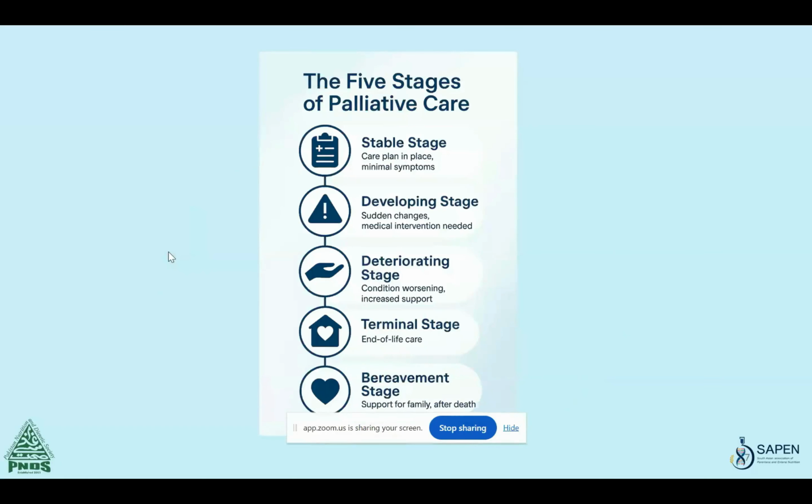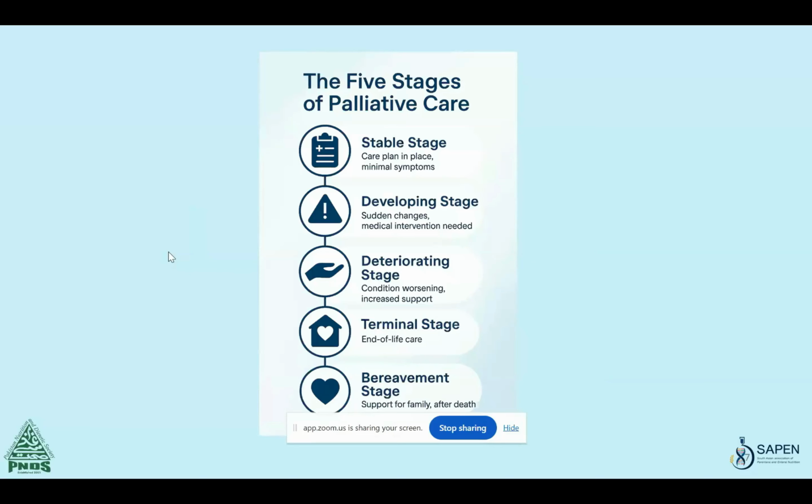So these are the five stages of palliative care. The first one is the stable stage, when the patient is stable and not having any serious side effects or serious illnesses. This is the stage when the patient knows that their diagnosis is not completely treatable. So this is the ideal time to introduce palliative care.